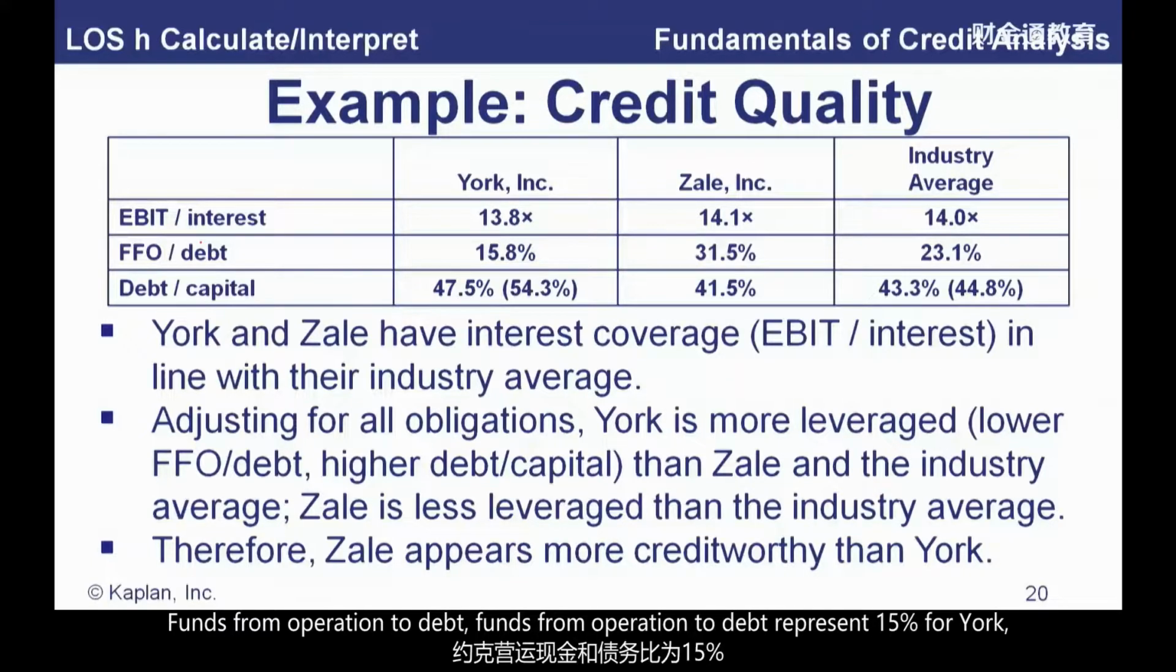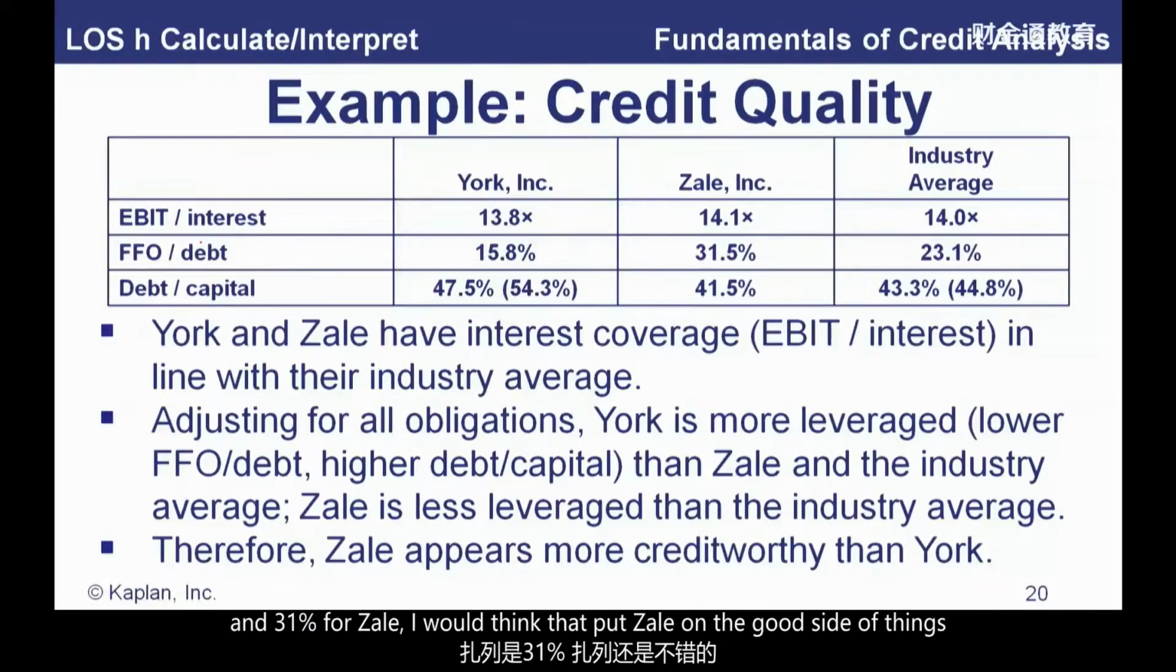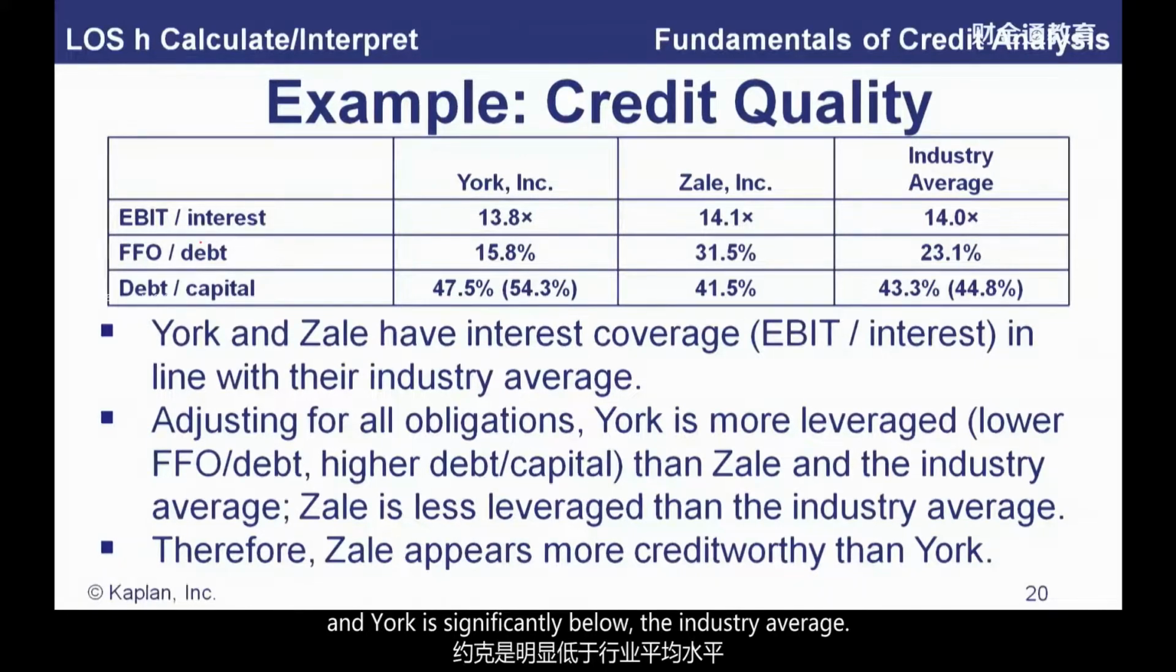Funds from operations to debt. Funds from operations represent 15% of debt for York and 31% for Zale. I would think that puts Zale on the good side of things, and to make it easier to interpret, Zale is significantly above the industry average, and York is significantly below the industry average.